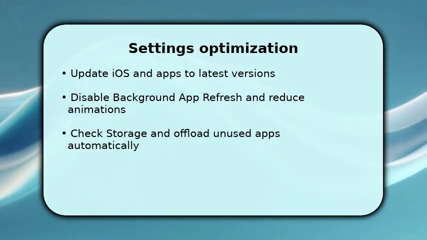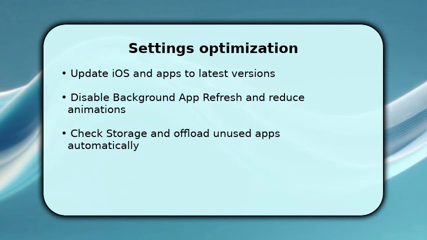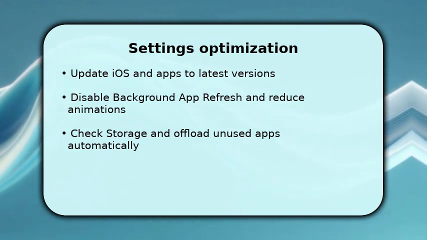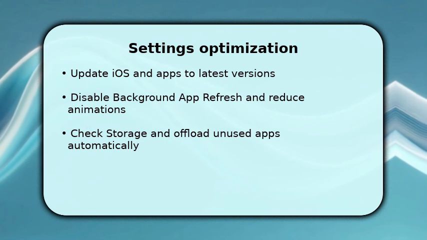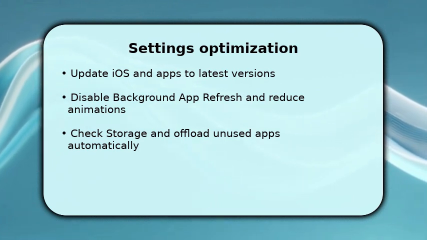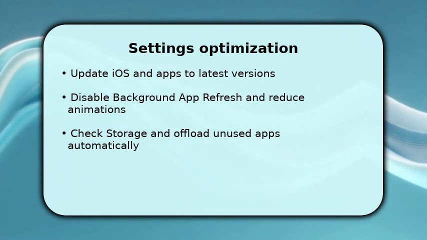Next, update iOS and all apps. Software updates often include performance fixes, so make sure you install them. Once updated, disable background app refresh for apps you don't need and reduce motion in accessibility settings to cut animation overhead.